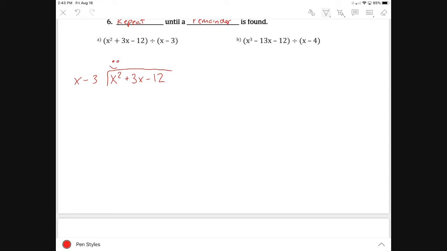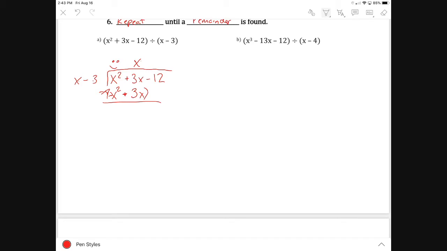Now what we're going to do is we're going to try to see what is going to go into our numbers. So the first thing we're going to look at is that x squared and our x. So x times x is going to give me my x squared. X times negative 3 is going to give me negative 3x. So we're subtracting both of these. So we're trying to find the opposite sign every time we subtract. So we distribute that negative in, and we get plus, plus.